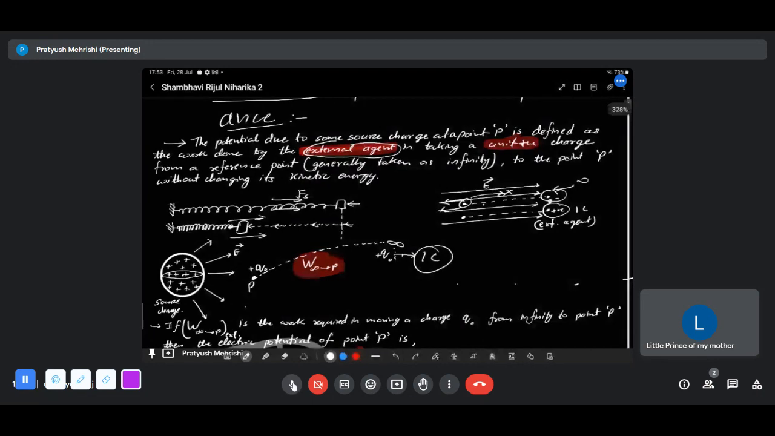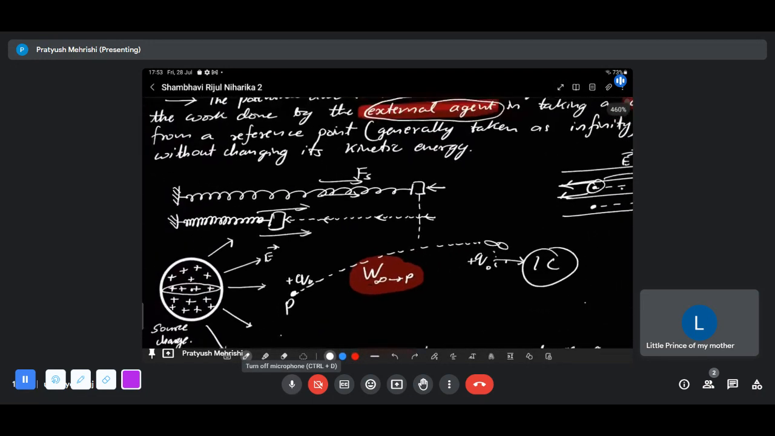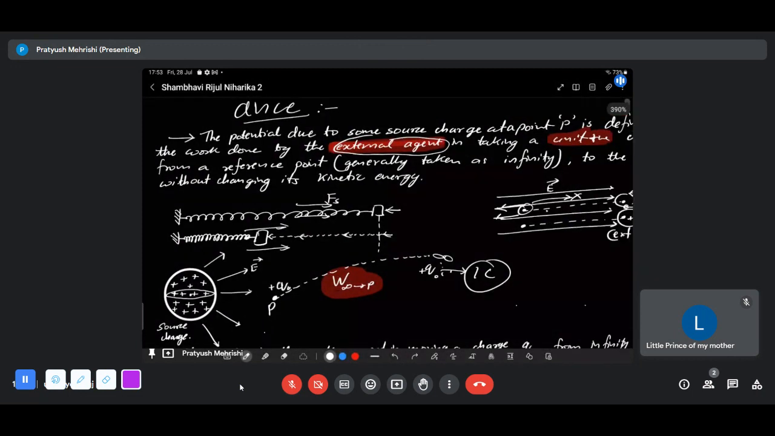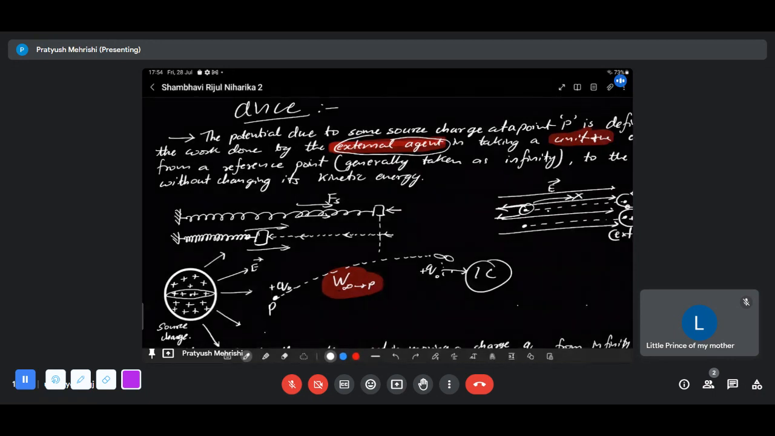See now, what is happening here? I am bringing 1 coulomb of positive charge from infinity to point P, and I am finding out the potential at point P. Potential, not potential energy. For potential, I need to bring 1 coulomb of positive charge. I need to bring, means the external force must bring. Whatever work the external force is doing, that work is stored in the charge itself on account of its position. Its position is changing. This is called potential.